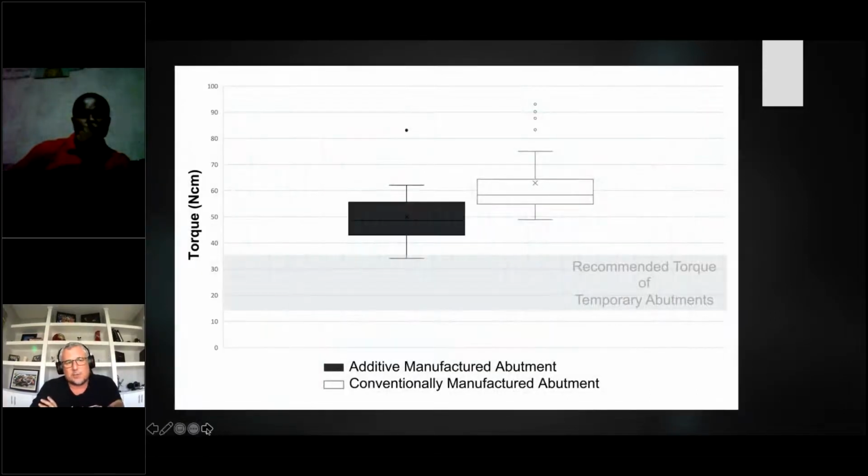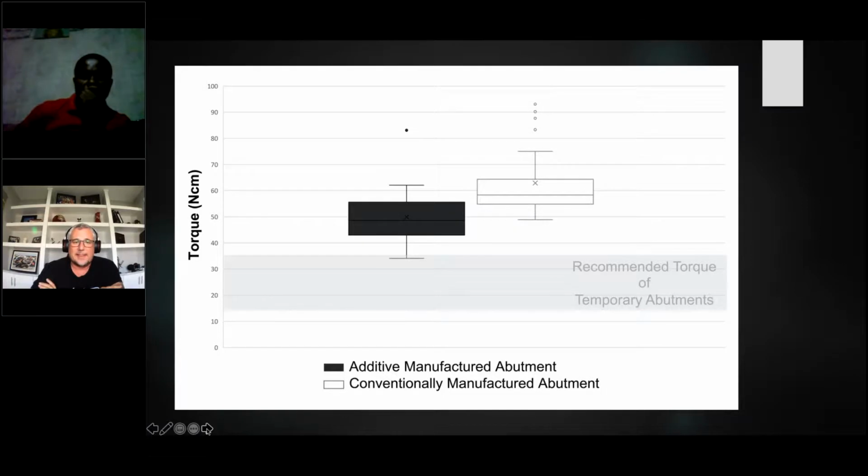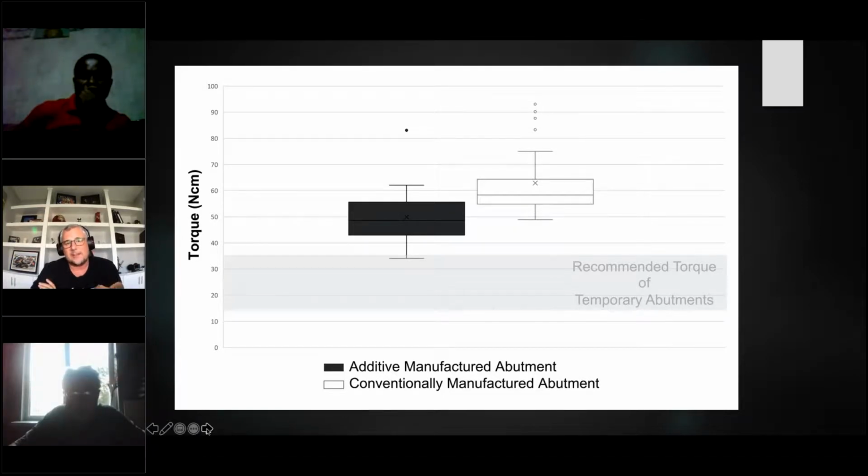Well, then let's talk about torque. Before we look at the two boxes, just look at the shaded area. It says recommended torque of temporary abutments. So we have to appreciate that what we're talking about is a temporary abutment, a short amount of time that's not torqued down too high, anywhere from about 15 to 35. Again, the black would be the additively manufactured, and the gray would be conventional, and there's our variabilities.